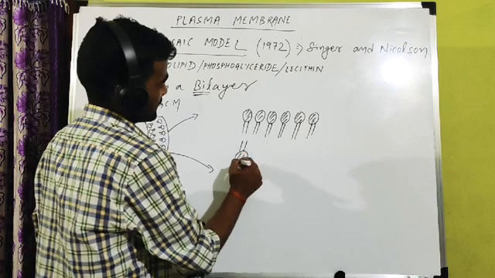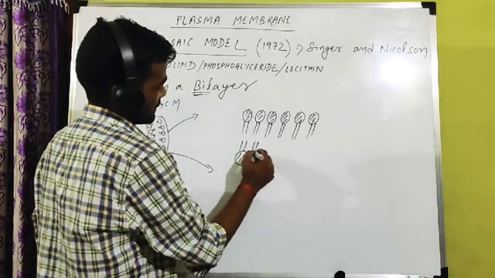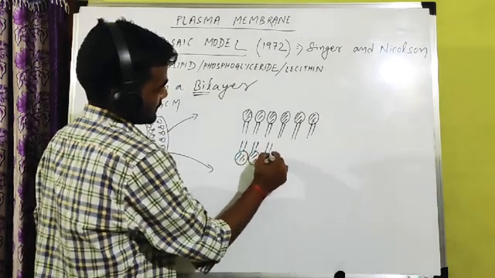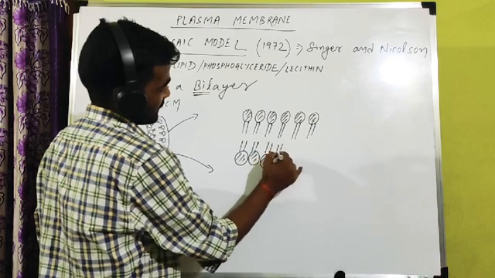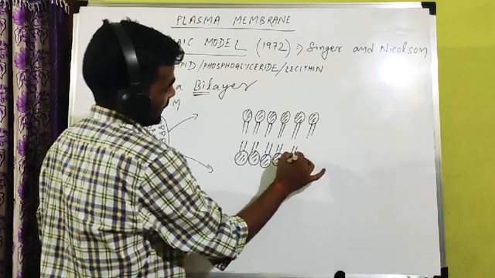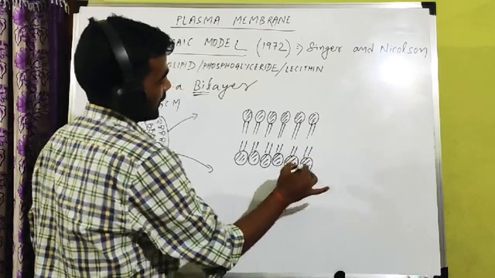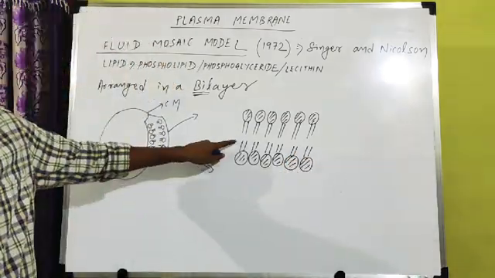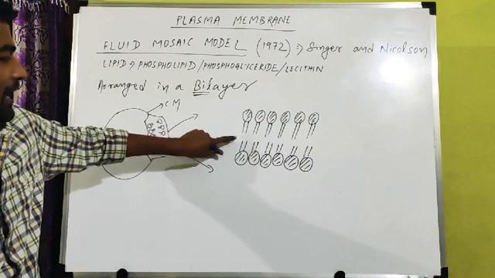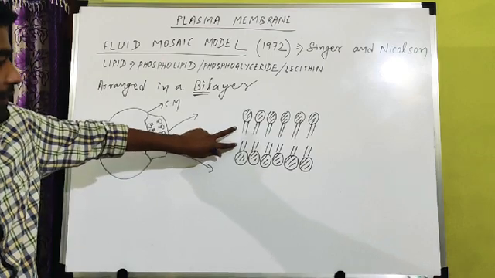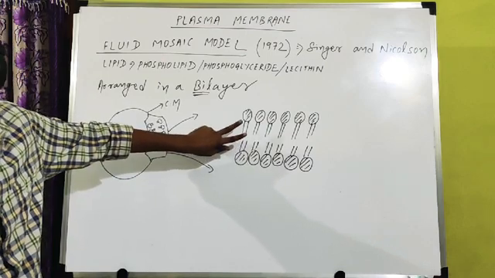And they are arranged like this. The phospholipids are arranged in a bilayer. And the arrangement is tail to tail, not head to head. You can see tail to tail. One layer's tail is attached to the other layer's tail. Tail-to-tail arrangement, not head to head.